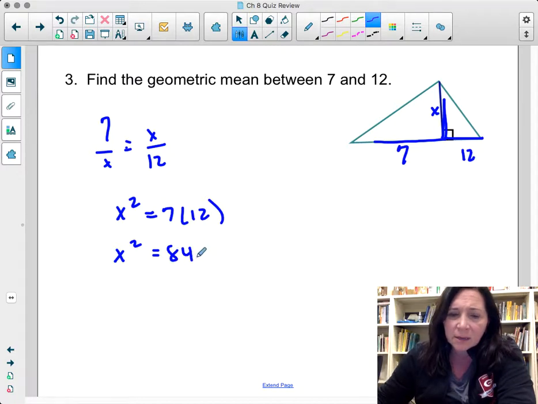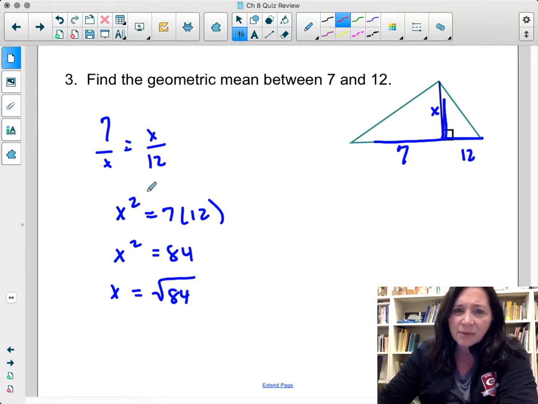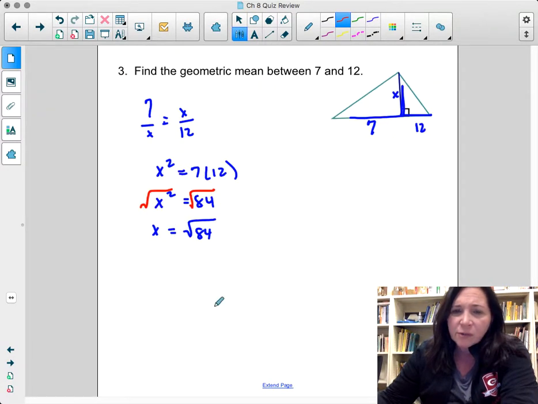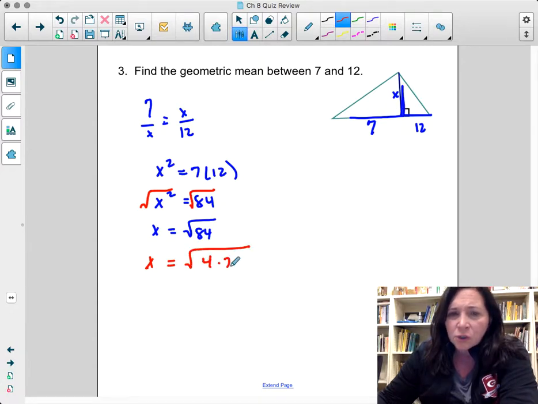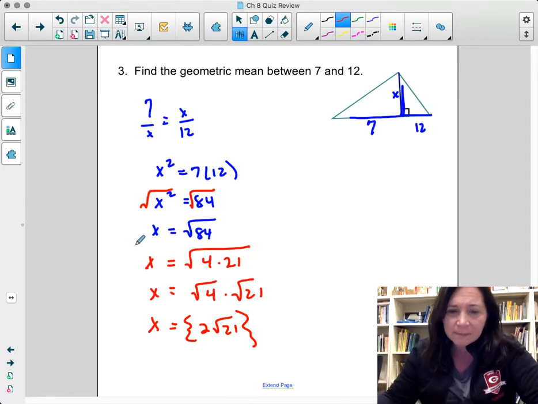And let's see, you want to break down 84, because what I have is x equals the square root of 84. Remember, we're going to take the square root of both sides so that we get x by itself. The square root of 84 we can rewrite as, I know 4 goes in there, 4 times 21. So this is really the square root of 4 times the square root of 21. Well, the square root of 4 is 2. So x is going to equal 2 root 21, and so that is my geometric mean.